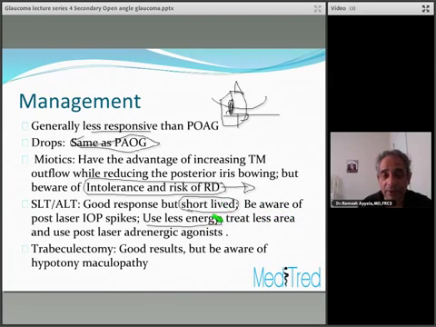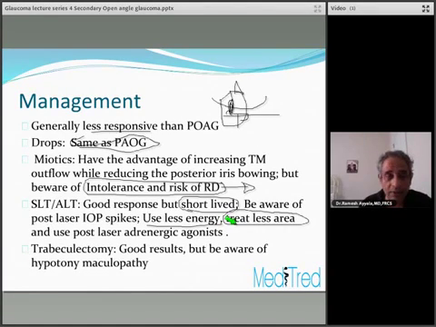And so be aware, and also treat less area. Normally I deliver about 70 to 80 spots to 360 degrees in primary open-angle glaucoma patients, whereas in patients with pigmentary glaucoma with dense pigmentation in the angle, I might do just 30 or 40 spots scattered throughout. And there are some who advocate doing only 180 degrees with low energy. Either way, the concept here is less energy, fewer spots to be delivered, and watch out for this IOP spike, which is real.